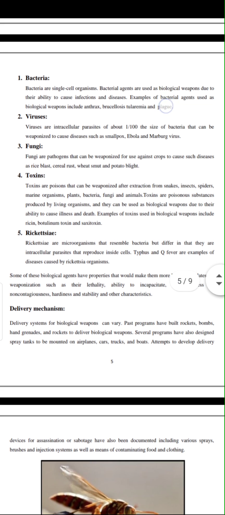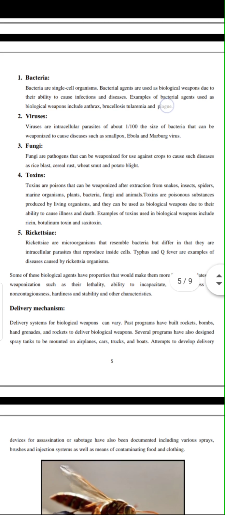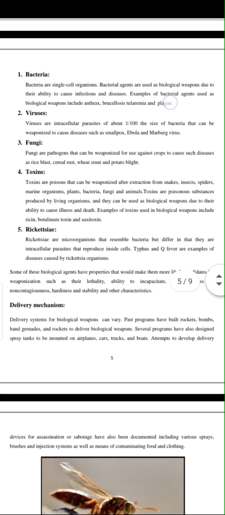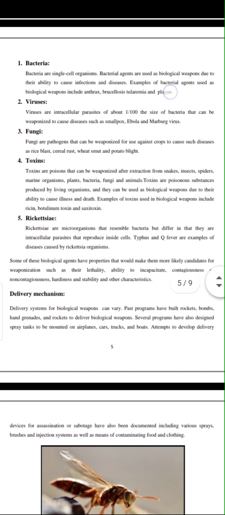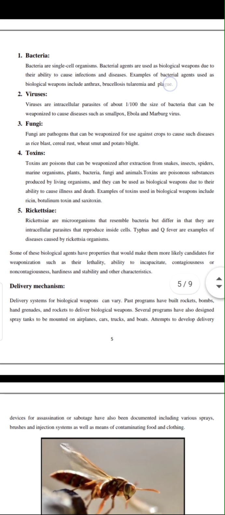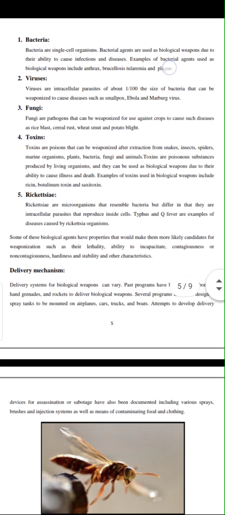The third major biological weapon is fungi. Fungi are pathogens that could be weaponized for use against crops, to cause diseases such as rice blast, cereal rust, wheat smut, and potato blight. They are basically used to destroy crops.